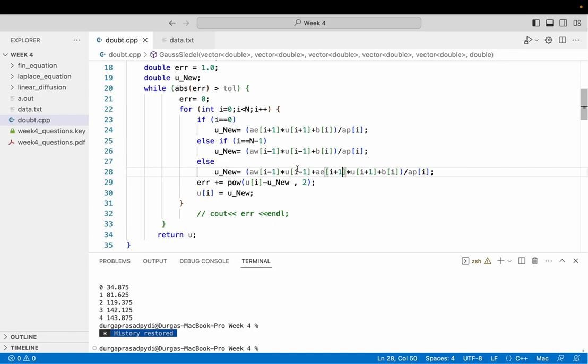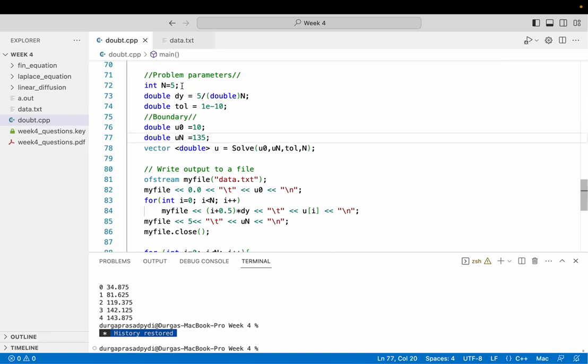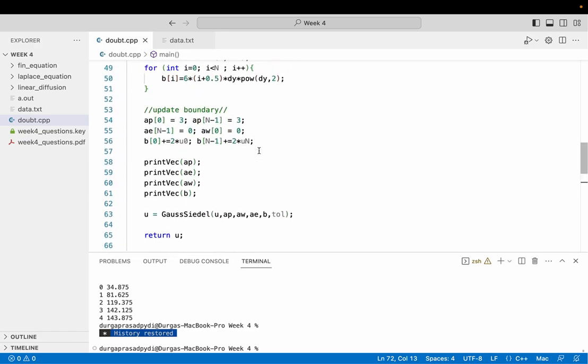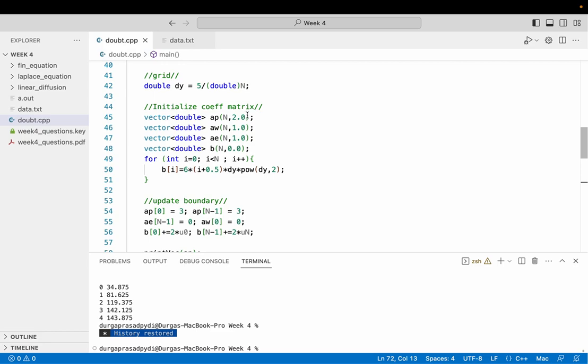So this was the code that was shared with me. Here the grid points are 5 and the delta y for each grid point, dy, is 1, and the tolerance is specified as 10 to the minus 10. These are my boundary conditions, both are Dirichlet conditions. If you go into the problem over here, the AP terms are updated as 2, and AW (A west) and AE (A east) are 1 each respectively, and your B term is essentially 0.